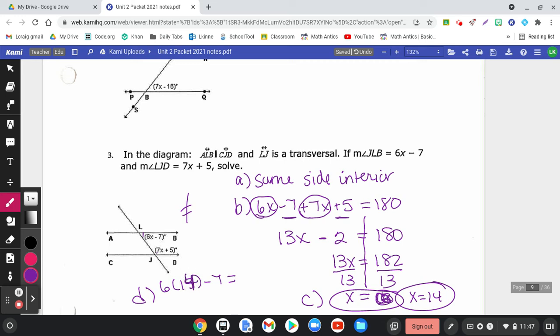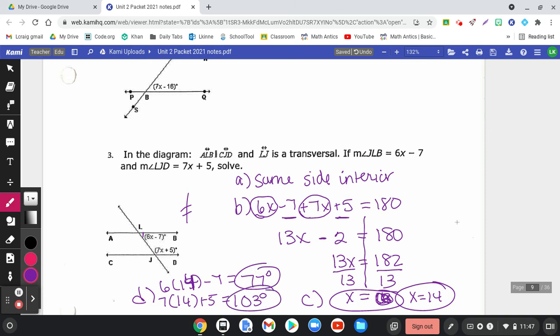6 times 14 minus 7 gives us 77 degrees for your acute. And then it's always good to check. 7 times 14 plus 5 is going to give us 103. And together those add up to 180.